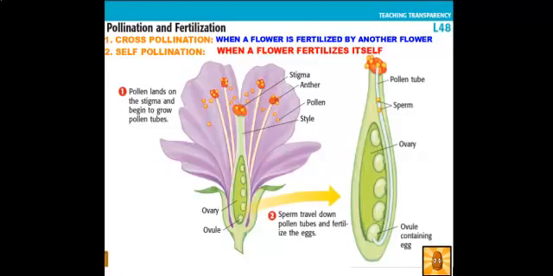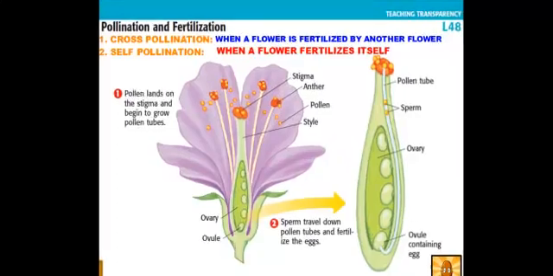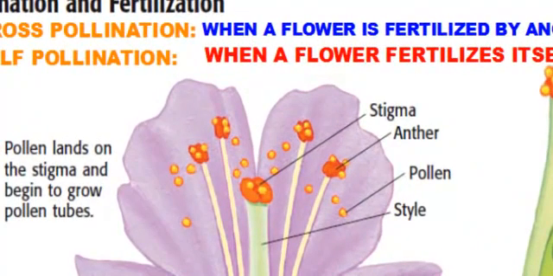Now what basically happens during pollination is, if you take a look at the anther here and the pollen grains, the pollen is dispersed or knocked off or transported from the anther to the stigma. And as we said here at the top, the stigma is collecting and holding onto the pollen.